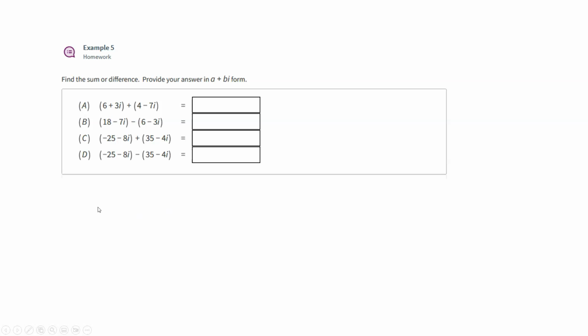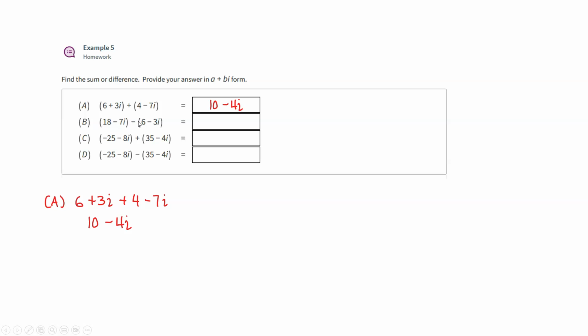Adding, like A, is not that big of a deal because 6 plus 3i and 4 minus 7i, you could just drop the parentheses and just carry through the addition by combining like terms. So 6 plus 4 is 10, 3i minus 7i is a negative 4i, so you have 10 minus 4i as the answer.